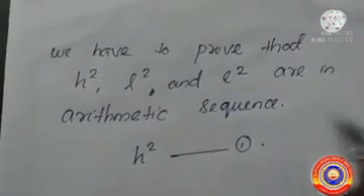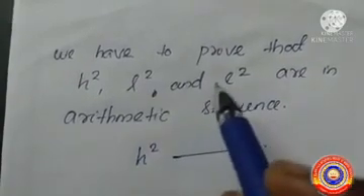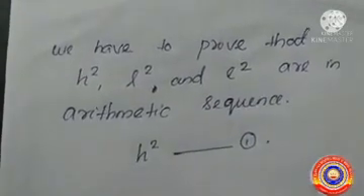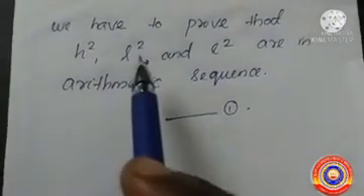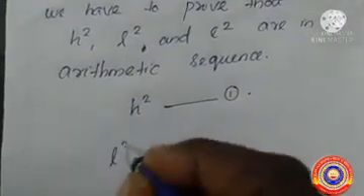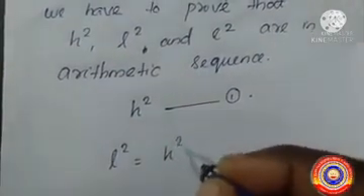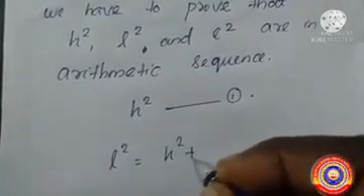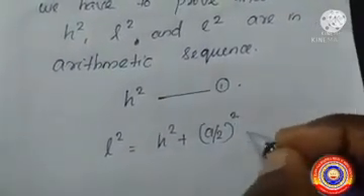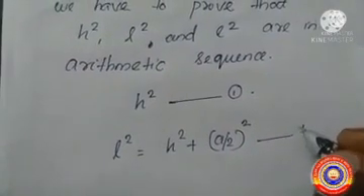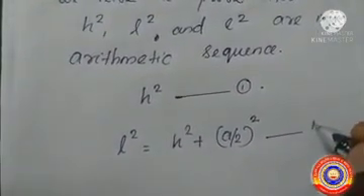Here, we have to prove that H square, comma L square and E square are in arithmetic sequence. So first we have to take H square as equation number 1. Next, L square is equal to H square plus A by 2 the whole square. This is equation number 2.